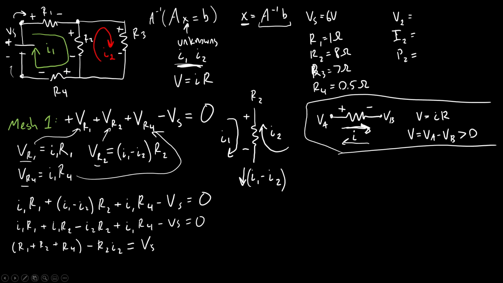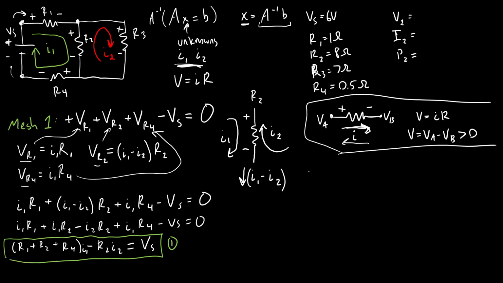Oh, whoops, and I forgot to write my I1 there. That's important. Again, don't lose track of your variables. So once we get our second equation, that will allow us to put this in matrix form. So there is our equation for mesh 1.